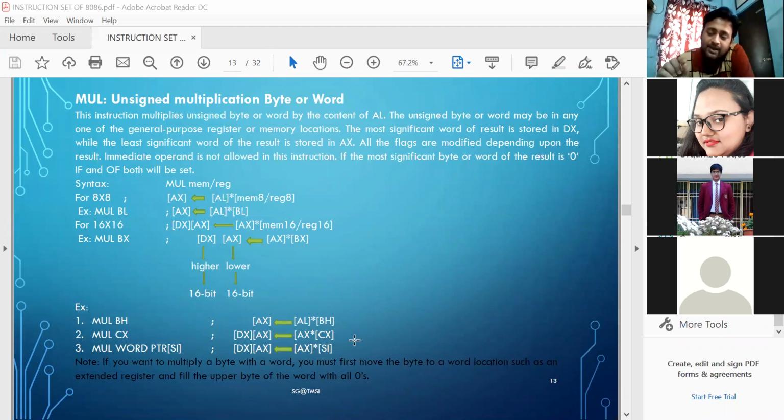If it is written as MUL BX, that means BX and AX will be multiplied, and the result, which may be 32-bit, is by default stored inside the AX register, the lower 16-bit, and into the DX register, the upper 16-bit. Okay. So in this way, the multiplication can be performed.